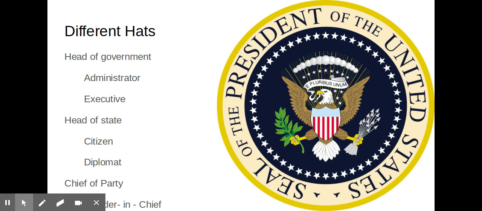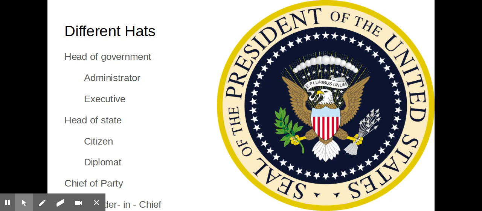Now, that makes us think that he's in charge of the government. Remember, he's only in charge of one branch, the executive branch. And often we concentrate so much attention on the president, we say that we're electing the leader of the country or the leader of the government. Really, we're just electing the leader of the executive branch. So, head of government includes, once again, the positions of being an administrator and an executive.